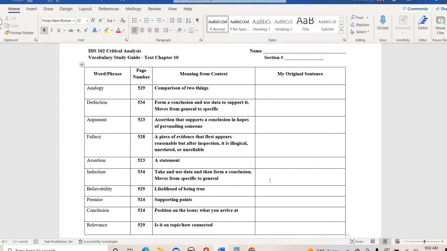Again, these are all chapter 10 related words. They relate directly to the content of chapter 10 with the lecture portion. So you're going to hear those if you haven't already watched the video or looked at the PowerPoint. You're going to see those in there.